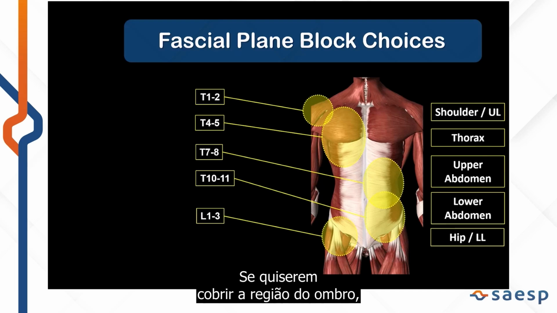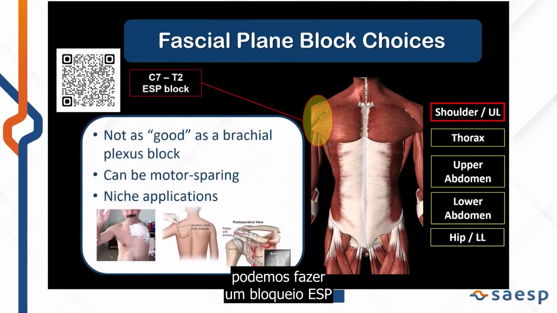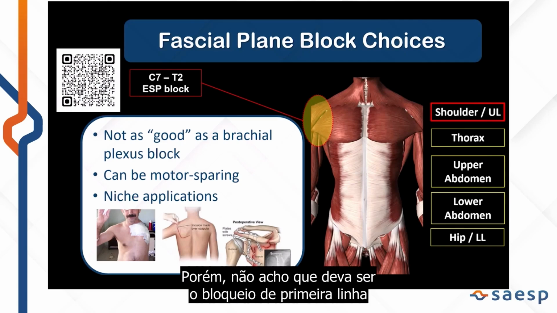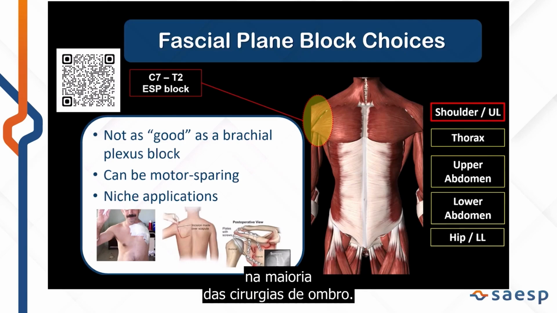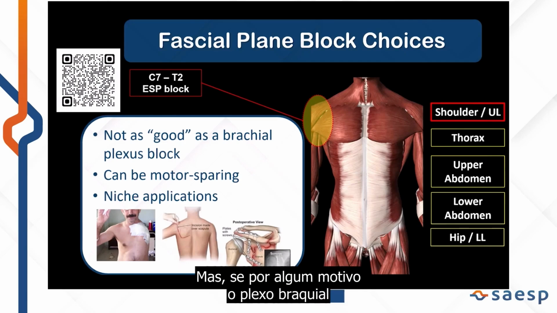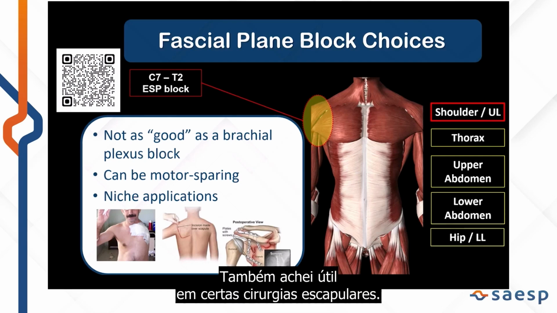Now, if you're looking to cover the shoulder region, you can perform an ESP block at anywhere from the C7 to the T2 area. However, I don't think it should be the first line block in most shoulder surgeries. Now, if for any reason the brachial plexus is not accessible or suitable, then it is a good option, and it has been described for things like a forequarter amputation, and I've also found it useful in certain scapular surgeries.